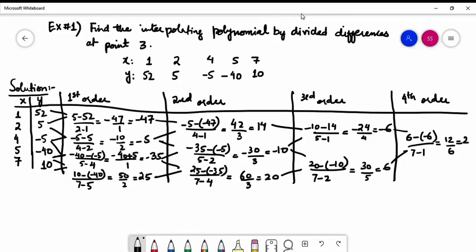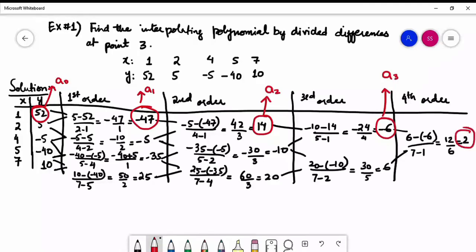Second step is the assignment of the coefficients. So let 52, y naught, be a naught, minus 47 is equal to a1, that is m1, and d1 is a2, and minus 6 is a3, and 2 is equal to a4. This is a very interesting method. I really like it, and it involves fewer iterations. Okay, the last step, the third step, is Newton's interpolating polynomial, and that is equal to p of x.